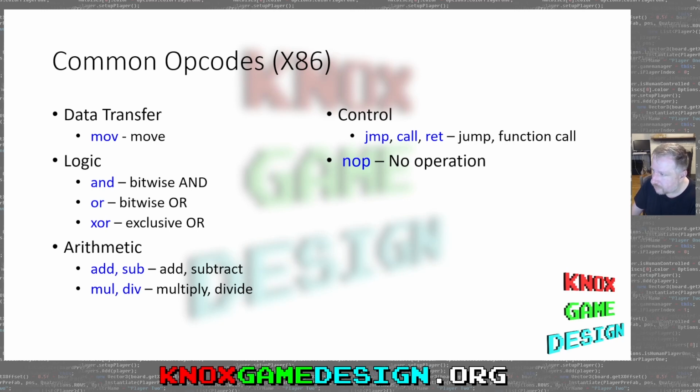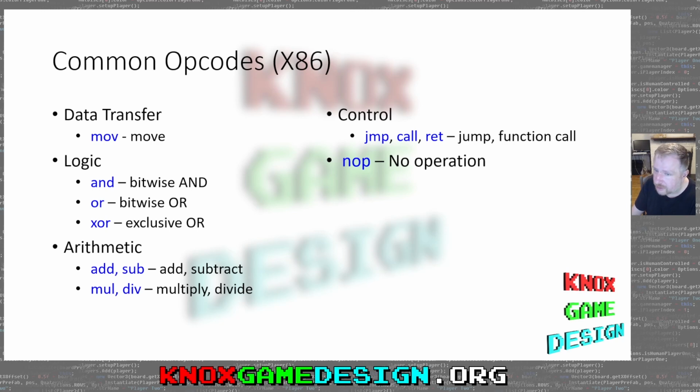So with your base x86, you have data transfer again, but it's MOV. For logic, you've got AND, OR, and XOR. Just like MIPS, you've got your arithmetic: ADD and SUB for add and subtract, and MUL and DIV for divide. And then you've got control statements: JMP, then CALL, RET, and REP for doing function calls.